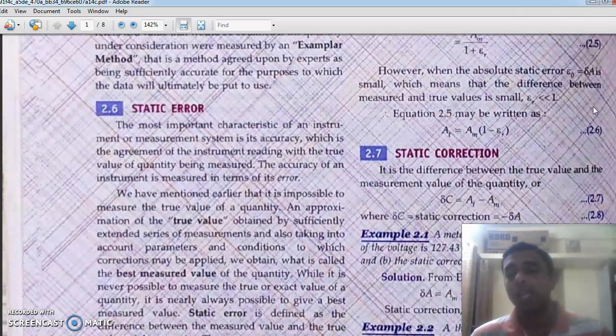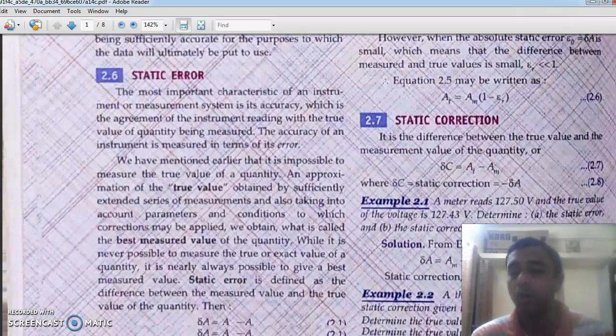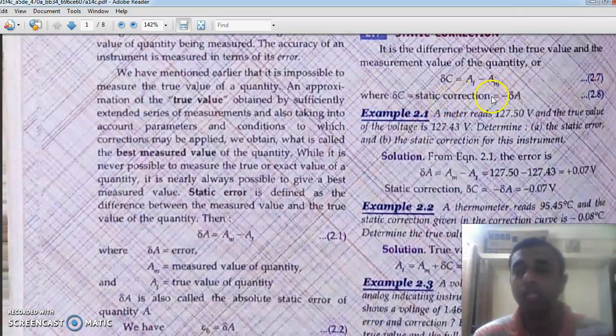And then, if we have an error, simply seeing an error doesn't make any sense. You have to make corrections. So how do you make that correction? Correction obviously is the opposite of the static error. That is, if the error is positive, then the correction will be negative. Likewise, if the error is negative, the correction will be positive. So we know that the static error is Am minus At. So of course the correction will be At minus Am. Or we can write that correction is nothing but negative of delta A.